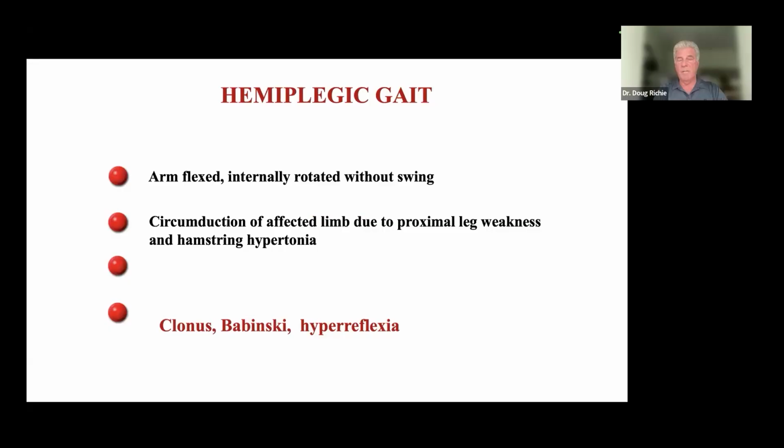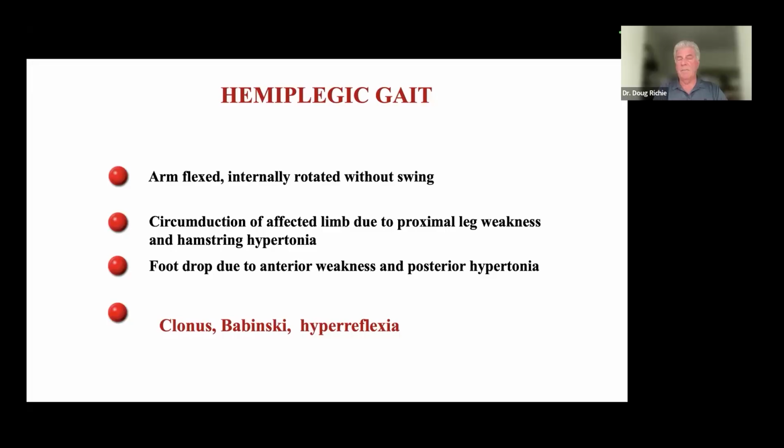Often we will see circumduction of the affected limb, and this is really due to not just foot drop, but proximal leg weakness, as well as hypertonia, which is really a key feature of the clinical findings after a stroke. So we not only see weakness, but we see hypertonia in these patients. And that's a key differentiating feature from, for example, a common peroneal nerve injury farther down.